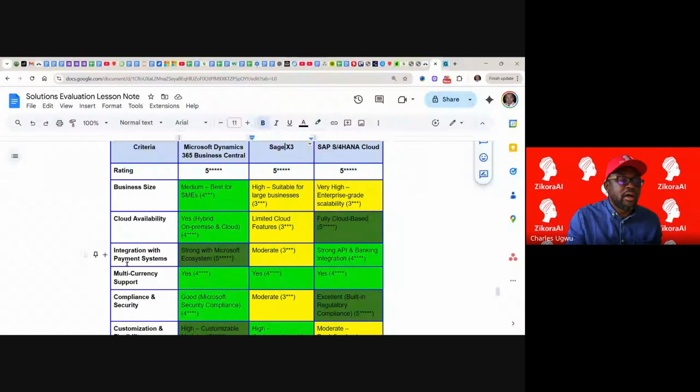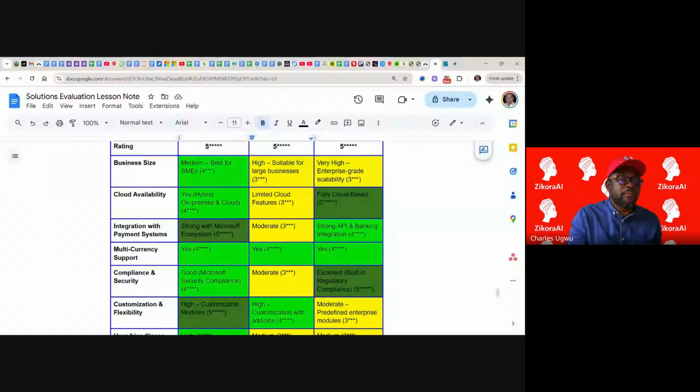Integration with payment system. Microsoft is very good with integration. Their integration is top-notch, so we score it 5. And you see this, strong with Microsoft ecosystem. Then we see this one, Sage is moderate when it comes to integration. And S/4HANA, strong API and banking integration, but not totally. But this is on a lot of integration system. We will score this 5. So you see the way it's being rated.